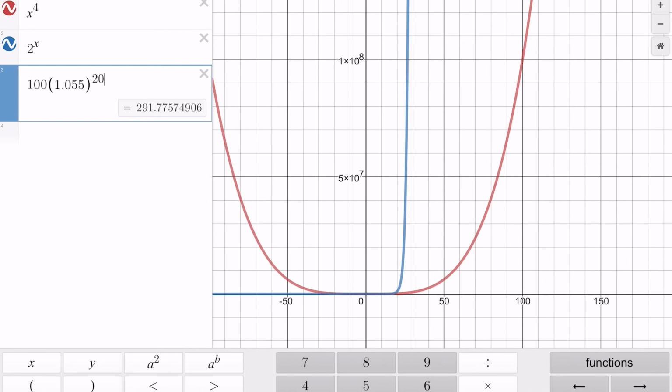291. So in 20 years, let's do 21 years. In 21 years, your money would triple. It doesn't, again, seem like a lot, but let's say it's more than $100 we're dealing with. Let's say it was $10,000. Now you have 30,000, right?